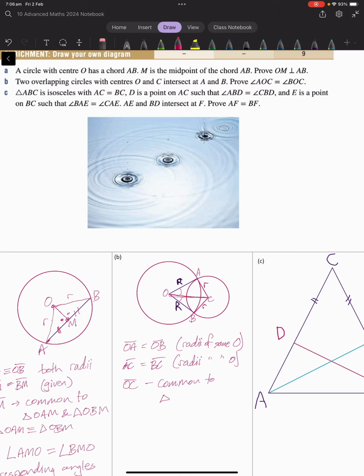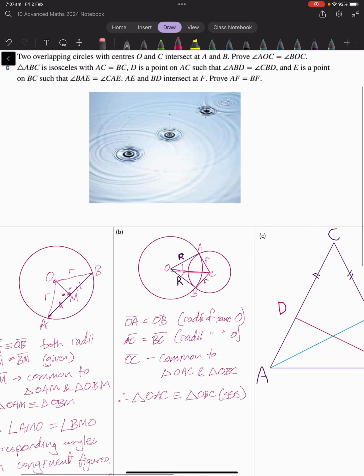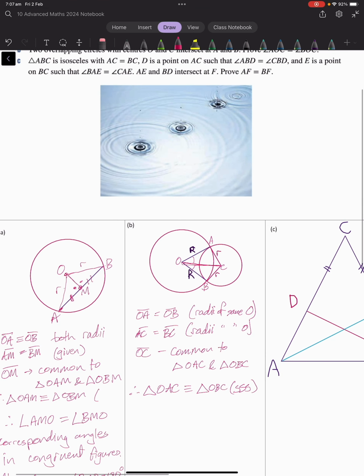to triangle OAC and triangle OBC. Therefore, triangle OAC is congruent to triangle OBC from our rule side, side, side. Oh, I didn't write side, side, side after in the previous one. I probably should have done that. Hopefully I said it. I'm sure I would have.